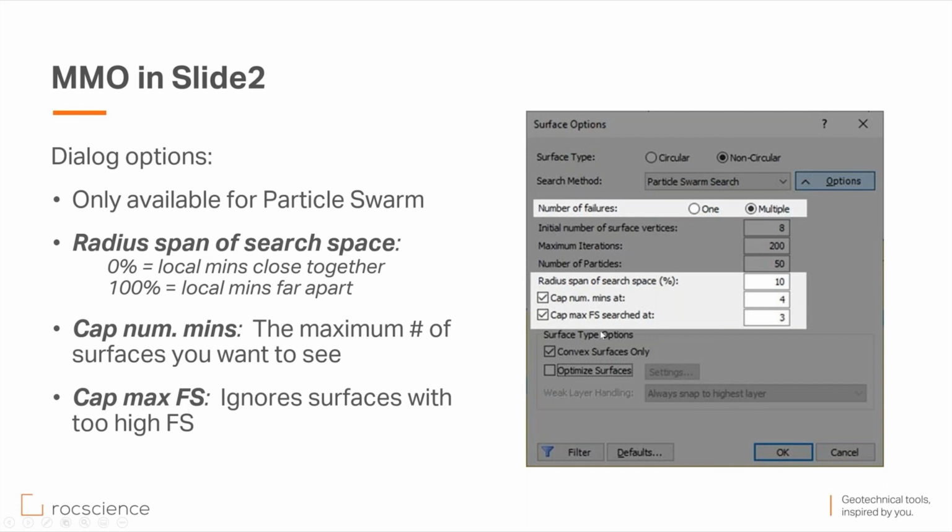And then we also have this cap max factor of safety feature where anything above the value I put here for factor of safety we'll simply ignore for the subsequent surface altering stage and ignore them in the results as well.